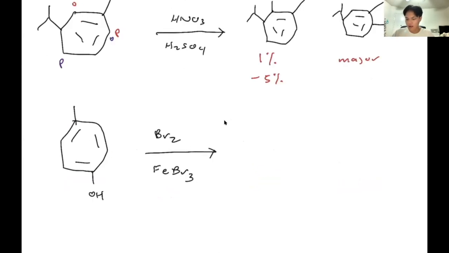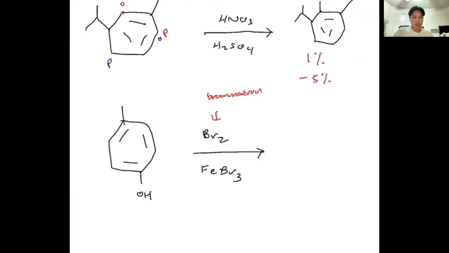So let's move on to this example. We have a different scenario now. We have a methyl group up top and we have a hydroxyl group on the bottom. And in this case, we're doing a bromination, right? So this is the bromination, right? And through bromination, what's going to happen is we're going to add a Br onto one of the side chains, right? So let's see what happens.